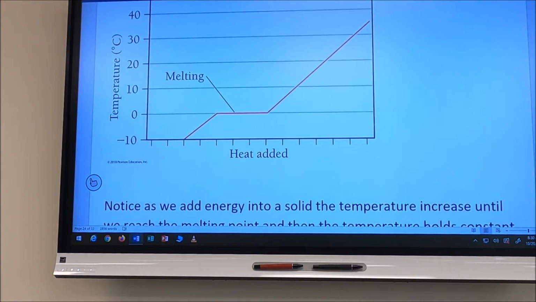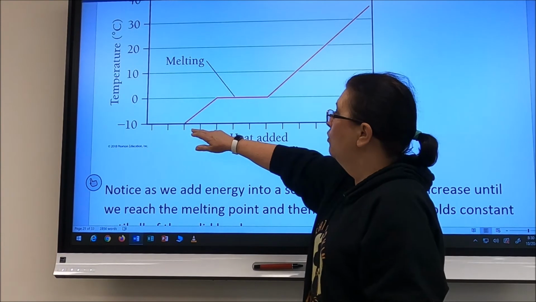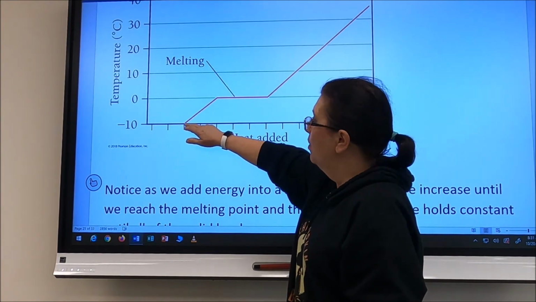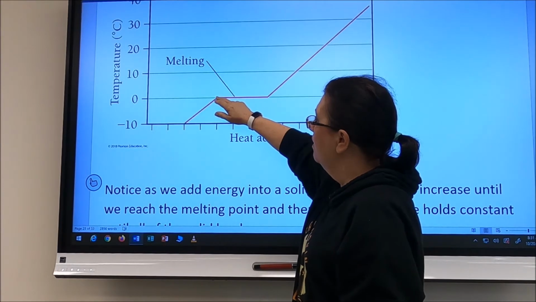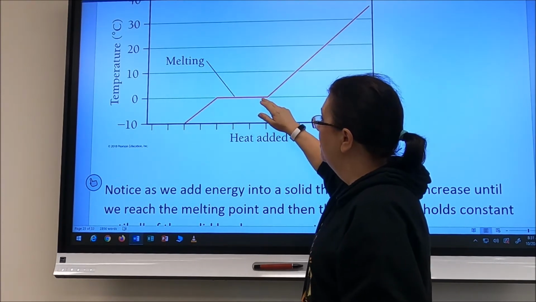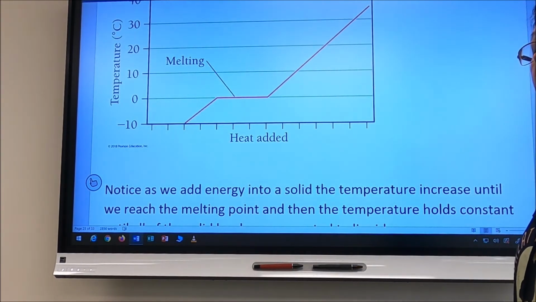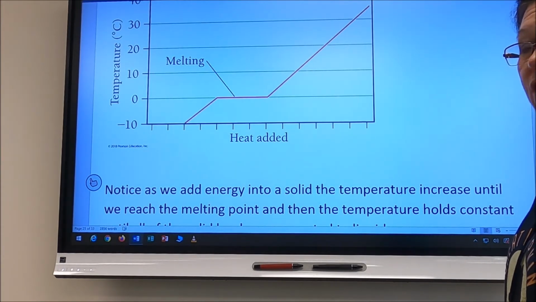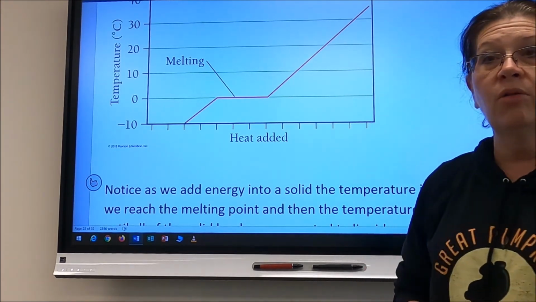Now, here's another graph for water. In general, let's take a water sample at minus 10 degrees C. As we add energy in, we increase the temperature till we hit 0 degrees C. At 0 degrees C, we see melting. All of the energy that's being put into the system at that point is going to the phase transition, and that's why the temperature holds constant.